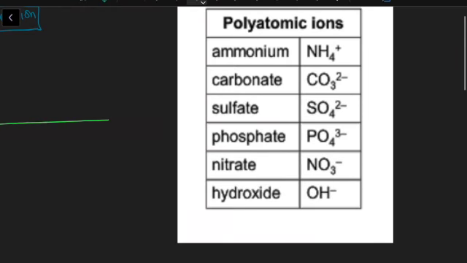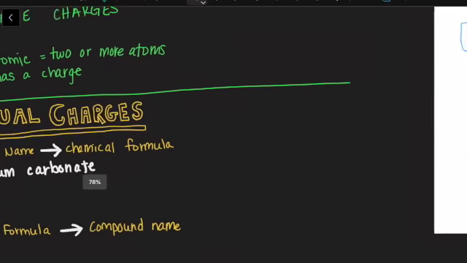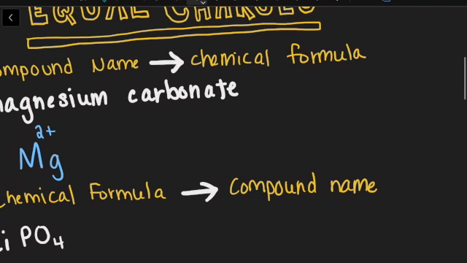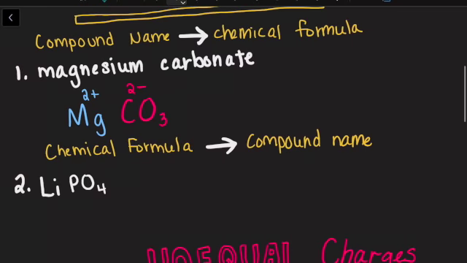Carbonate comes from over here, and it is CO3 2-. CO3 with a 2- charge. Okay, those are balanced because 2 positive minus 2 negative equals 0. So that is the answer. You would actually not include the charges in your final answer.